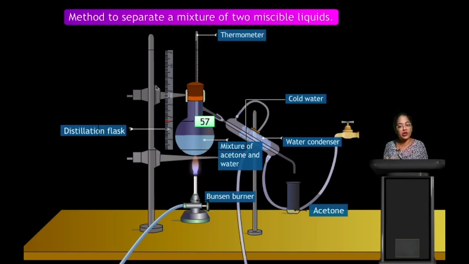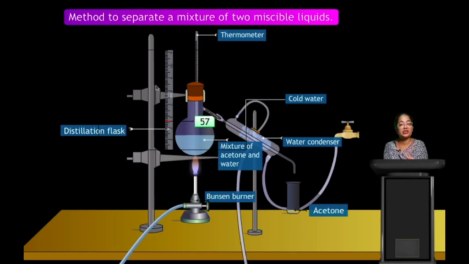Why? It starts boiling. Why? Because the boiling point of ethanol is 57 degrees Celsius. But does water boil? No. Why? Because the boiling point of water is 100 degrees Celsius. So once the ethanol starts boiling, it starts evaporating, no? So once it starts evaporating, it goes on top.